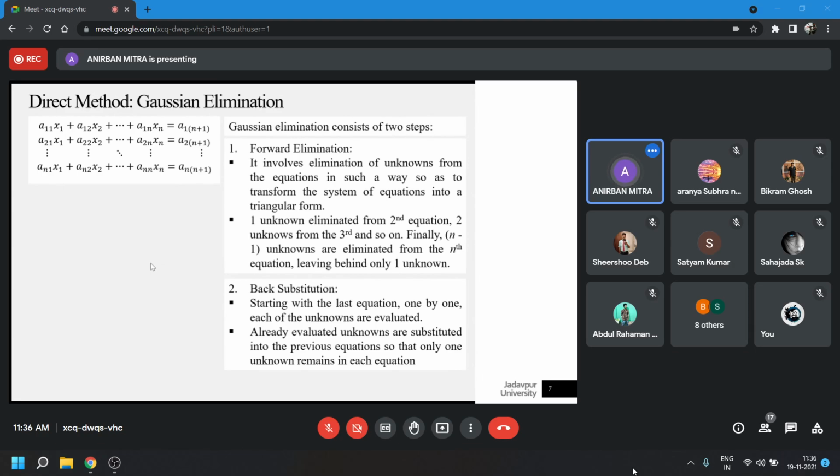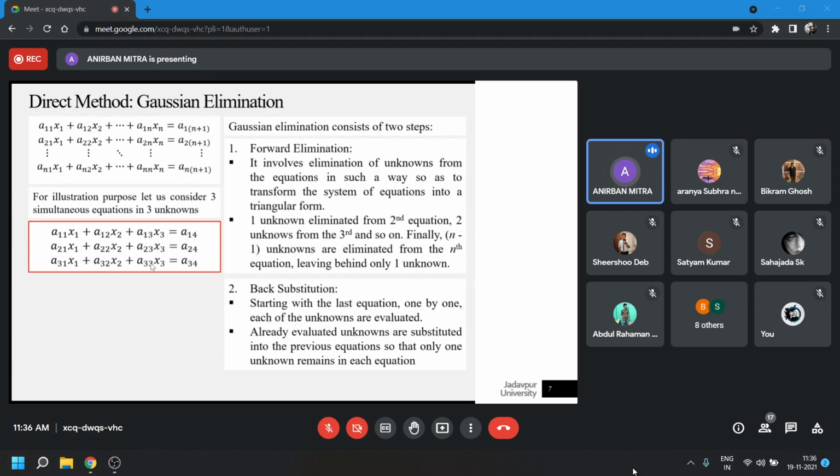Now, it might seem a little bit complicated or difficult trying to imagine how these steps would be implemented. To make it clear, we illustrate this Gaussian elimination procedure considering three simultaneous equations in three unknowns. What would that system of equations look like? It would be something like this.